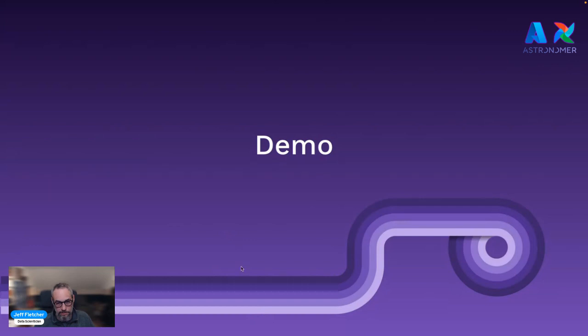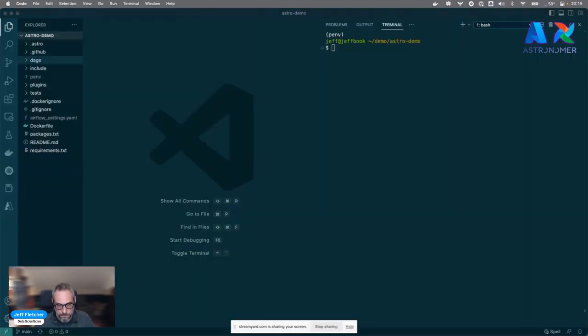So let me get VS Code up and running. So once you have the Astro CLI installed, you can go astro version. You can see we're on 1.11.